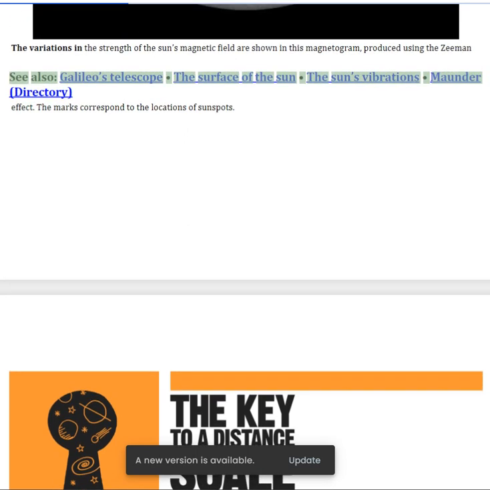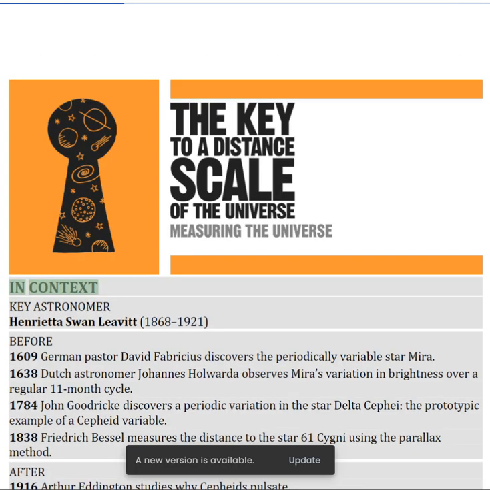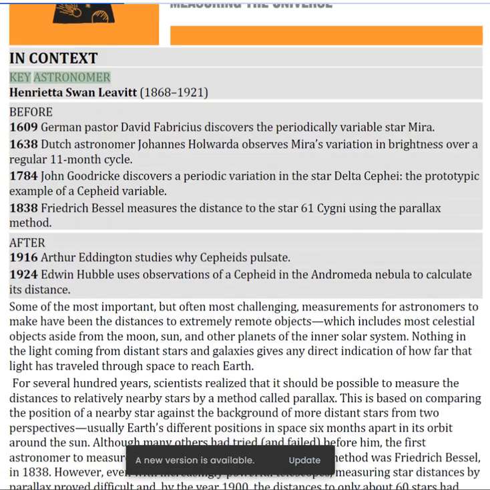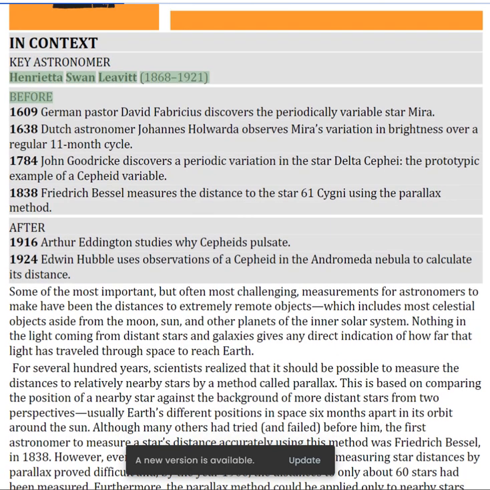See also: Galileo's telescope, the surface of the Sun's vibrations, Maunder. In context. Key astronomer: Henrietta Swan Leavitt.